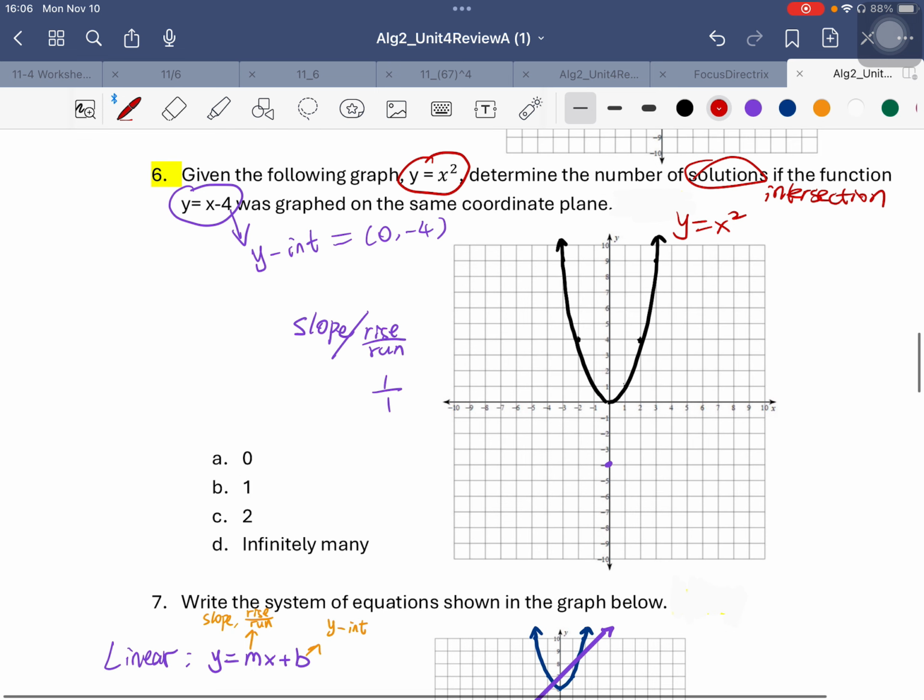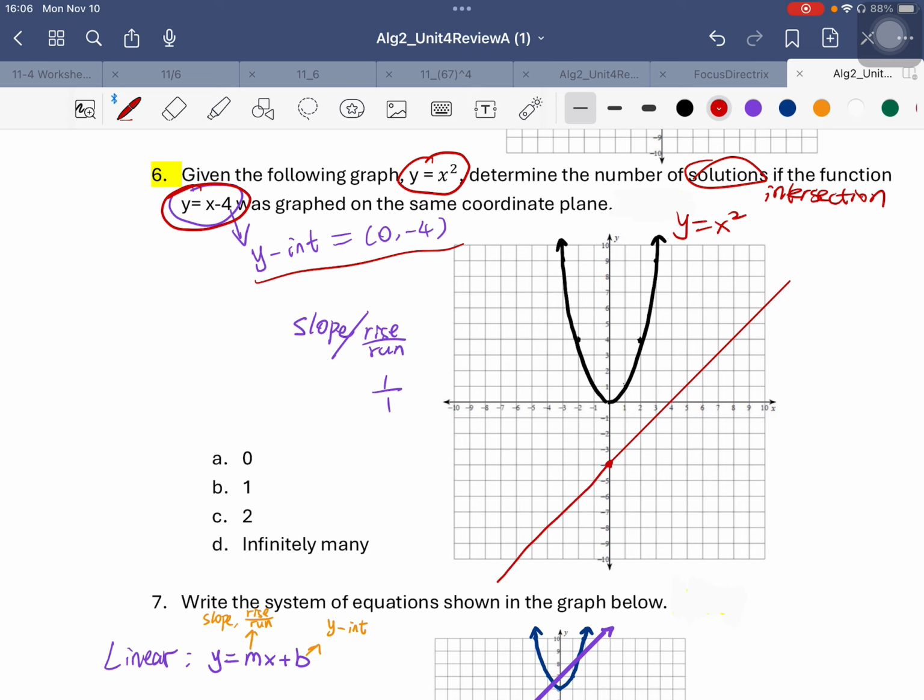So type these two equations into the calculator, or you may just draw the linear function on your graph. The y-intercept of the linear function is 0, -4, starts here, and the slope is 1. So rise over run is 1. It'll just be like this. And you'll never touch the parabola.